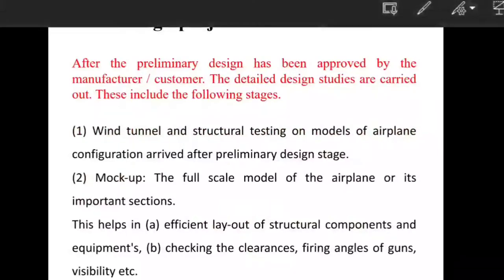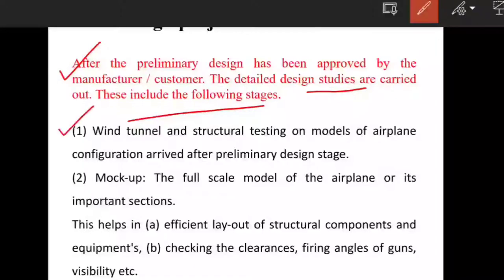So let's see, after the prim design has been approved by the manufacturer and customer, this is the next step, guys. After the prim design has been approved by the manufacturer and customer, the detailed design study is carried out, and in this stage there are the following steps. So let's see which steps there are to complete this detailed designing.